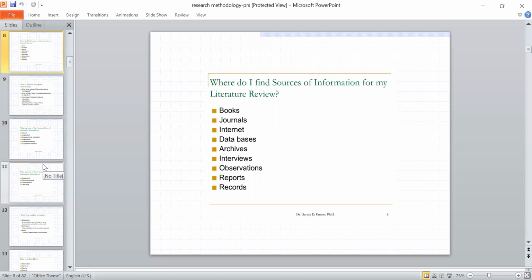Where do you find sources of information? Books, journals, internet, databases, archives, interviews, observations, reports and records. For journals, if you have a subscription, well and good. You can go for subscription, but we mostly go for open access. You can go for open access, and if you go through the institute, it's very easy.